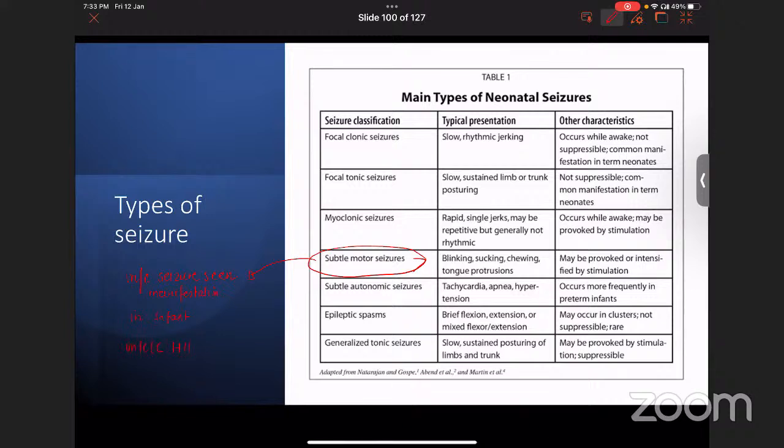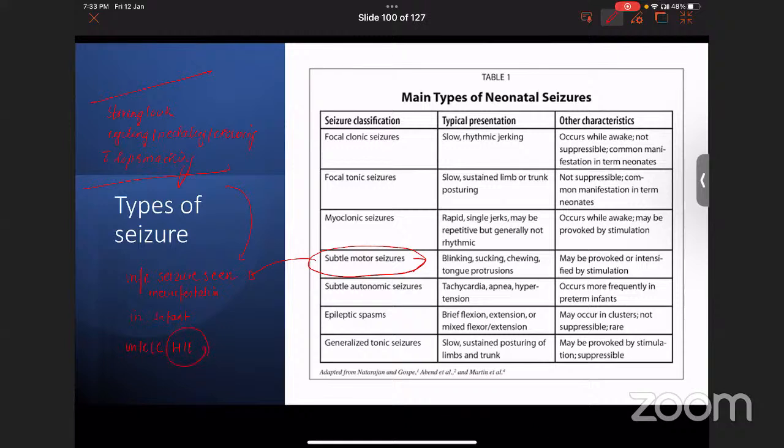So, what you will see, the child will have a staring look with cycling, pedaling, or rowing, kind of boat rowing, with lip smacking. Any one of these will be continuously present. That is a subtle motor seizure. This is seen most commonly in HIE.